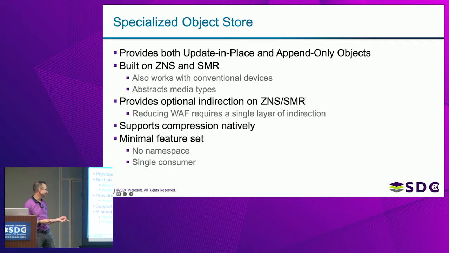The other big one, and if anybody here has developed a file system before, this was the thing that made us all cheer: we're minimal on features, no namespace, absolutely no namespace, right?